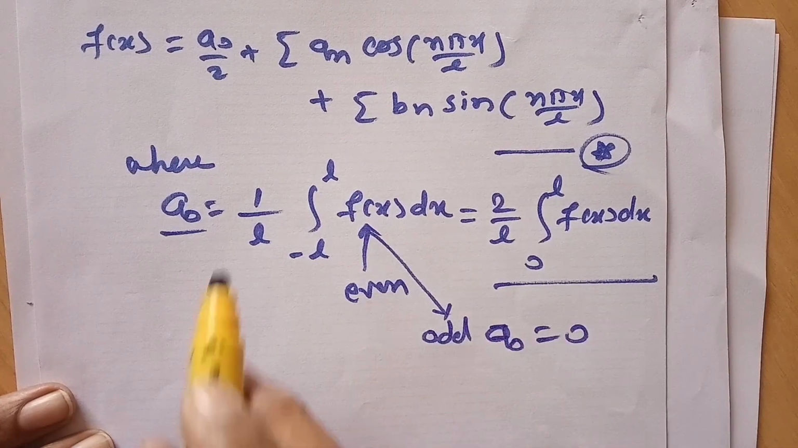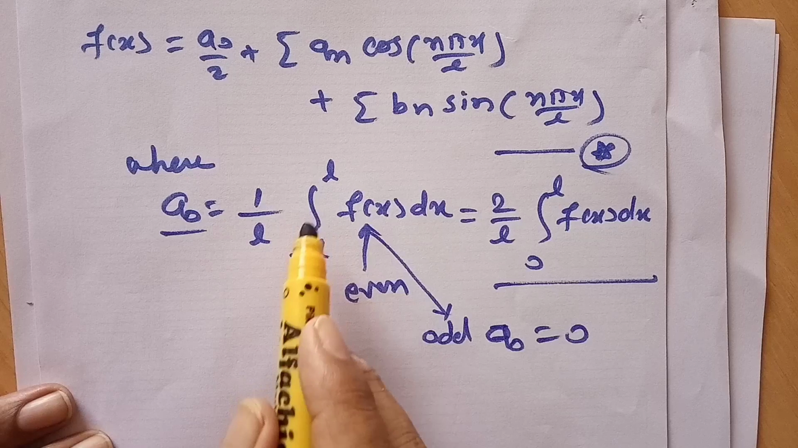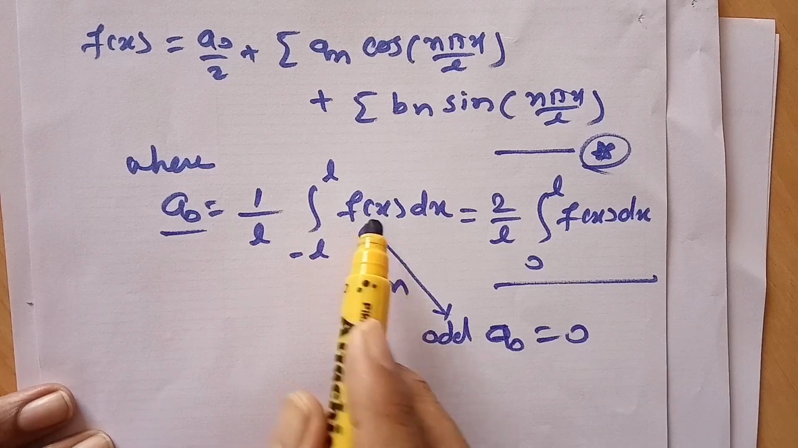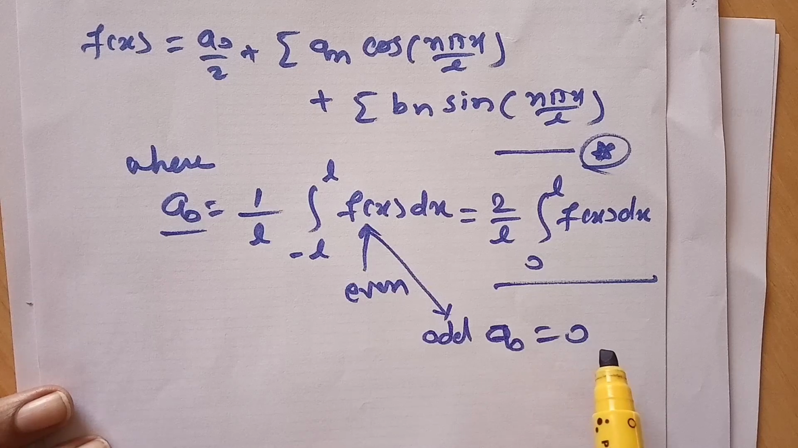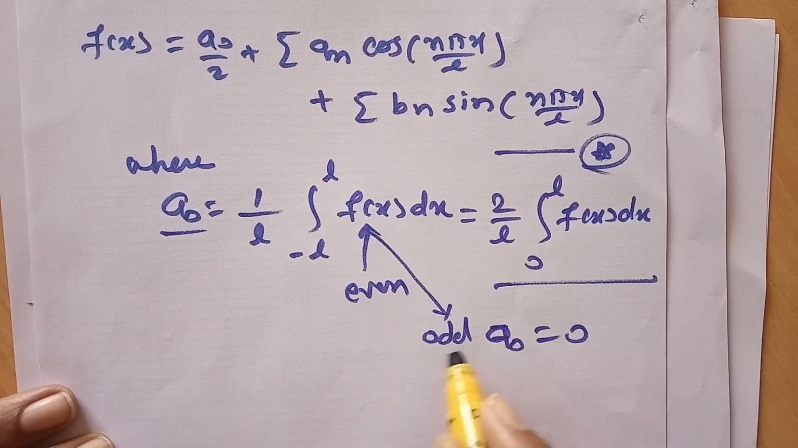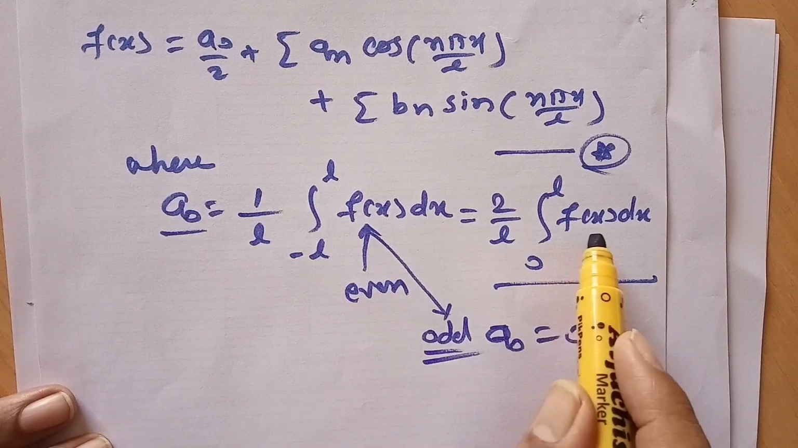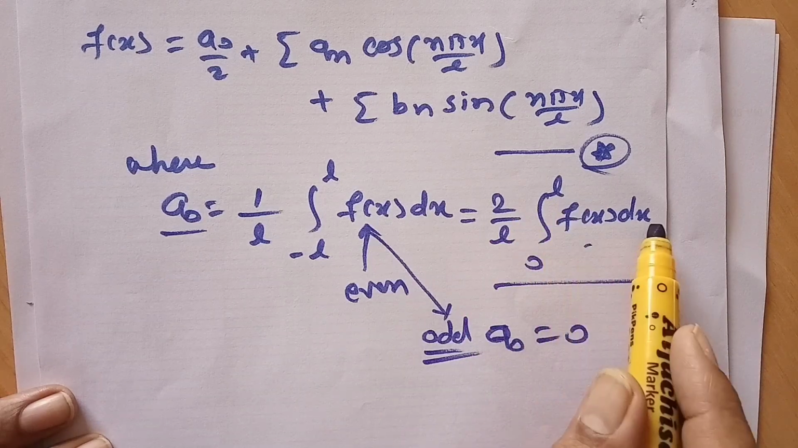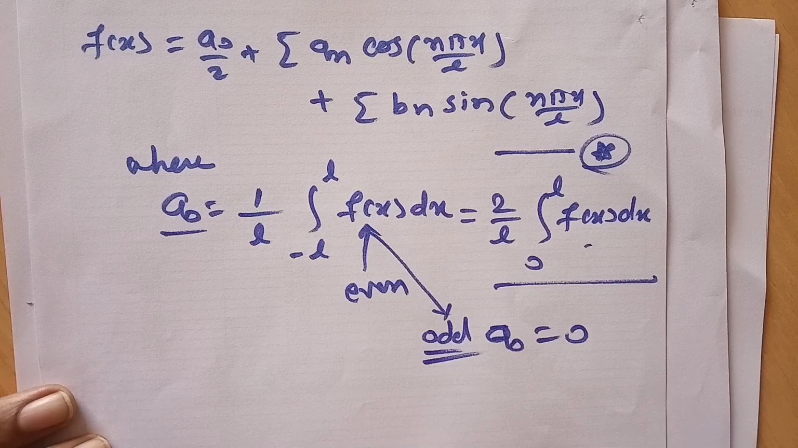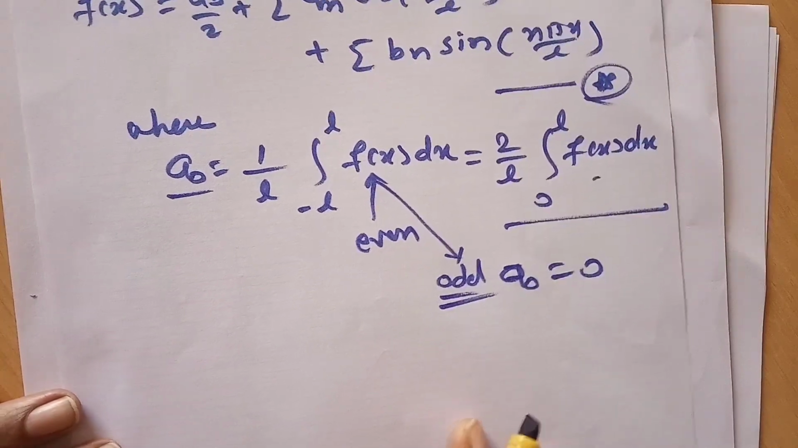Using the property of integration for even or odd functions, I will modify our formula. We are getting a0 equal to 0 if this is odd, and we are getting 2 divided by L, integration 0 to L of f of x dx, if this is even.